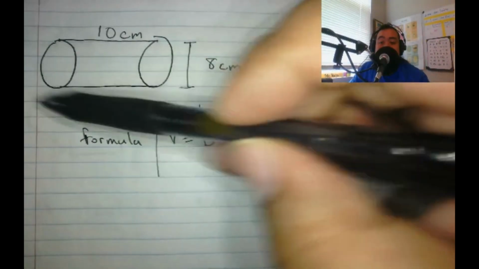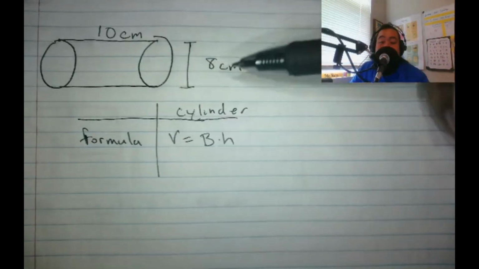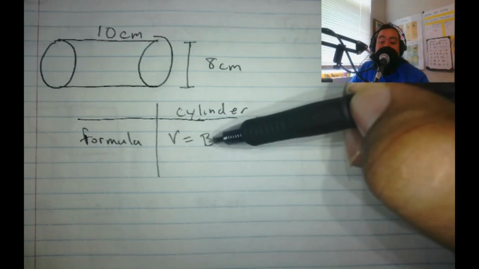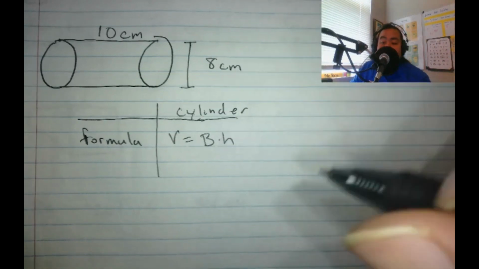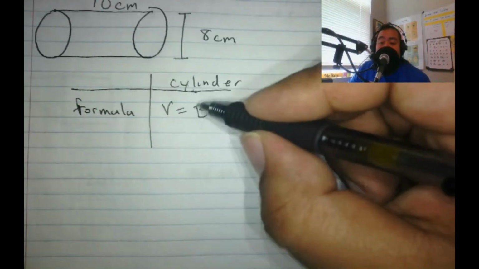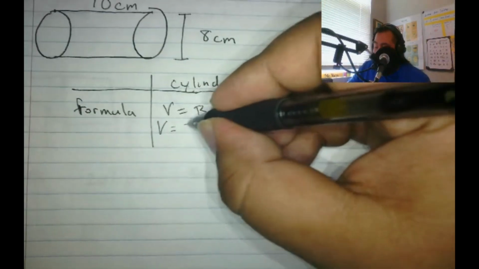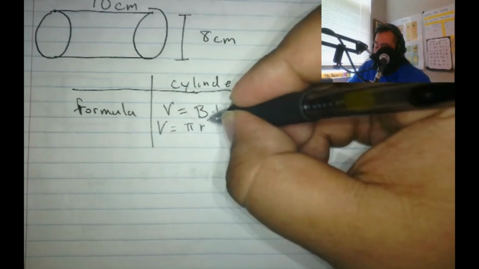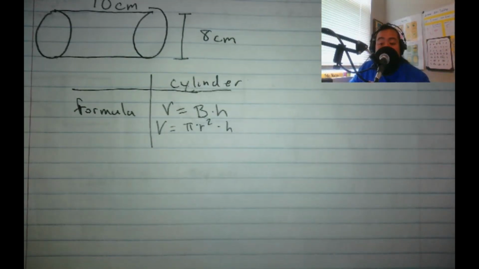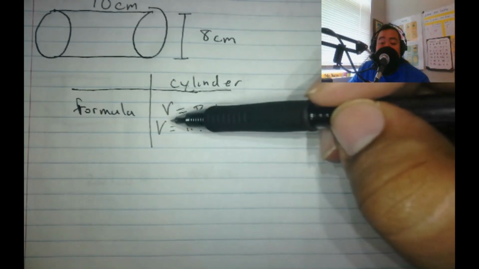Alright, so I have 2 circles that are connected by this lateral space. So I know I'm going to be using that formula, volume equals base, or big B, times H. Remember, since we're working with circles, instead of the area of my base being this big B, I rewrite my formula as V equals pi r squared times the height. So there's my first step. I set it up, cylinders. I wrote my first step, the volume formula.